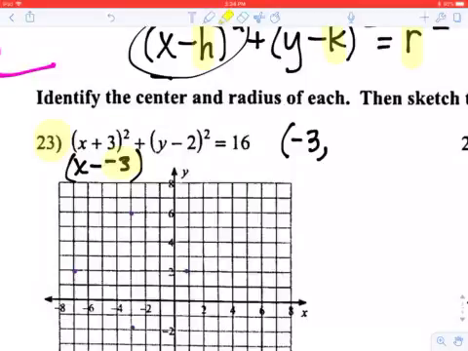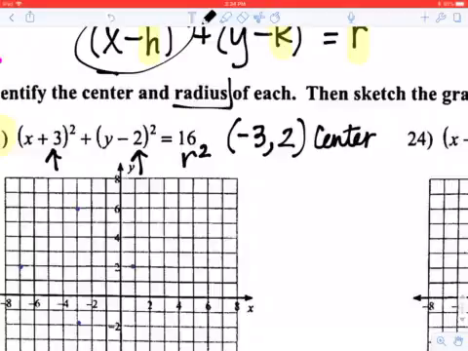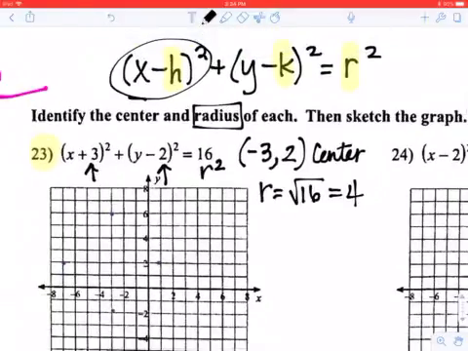Then when I look at my y over here, this is y minus k. So the minus is already there. So your 2 is just k. So negative 3, 2, and that's my center, okay? If it helps to just think about it as reverse, then do that, right? If this is x plus 3, then the center is going to be a minus 3. If this is y minus 2, then the center is going to be a positive 2. So you can just kind of flip those signs and change them. And that's your center. This represents your r squared, not your r. So if I'm asking you just for the radius, I want the square root of 16, which is 4.